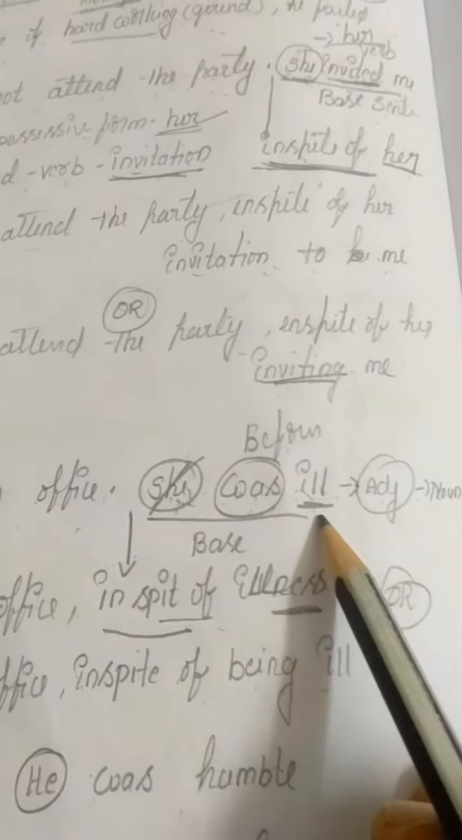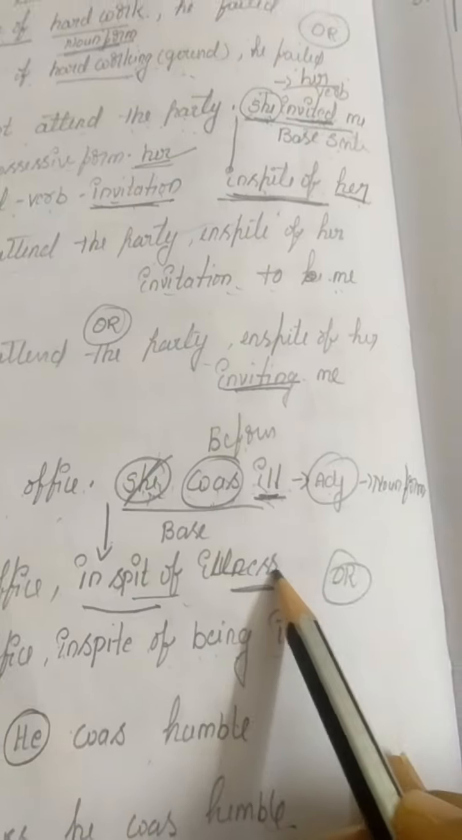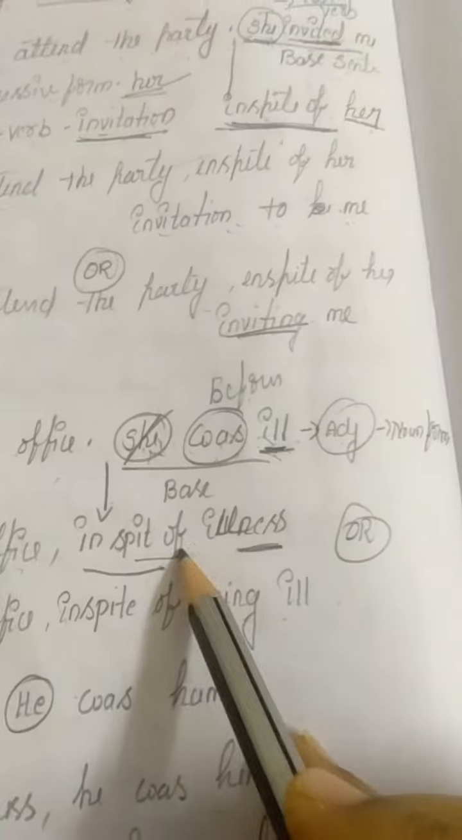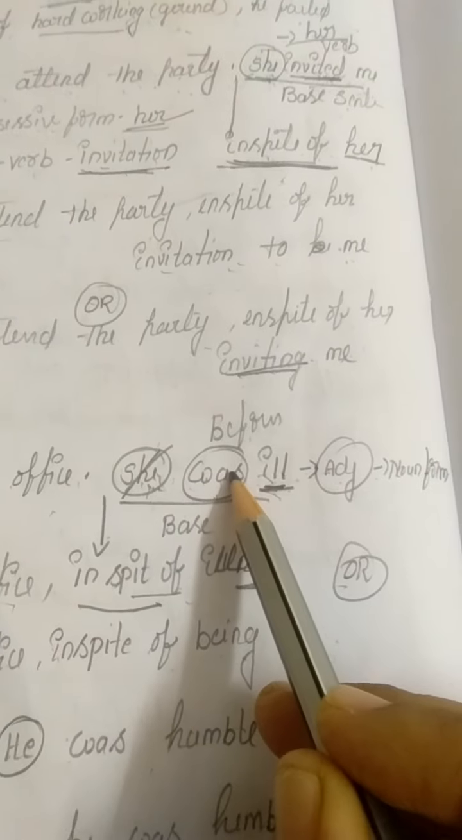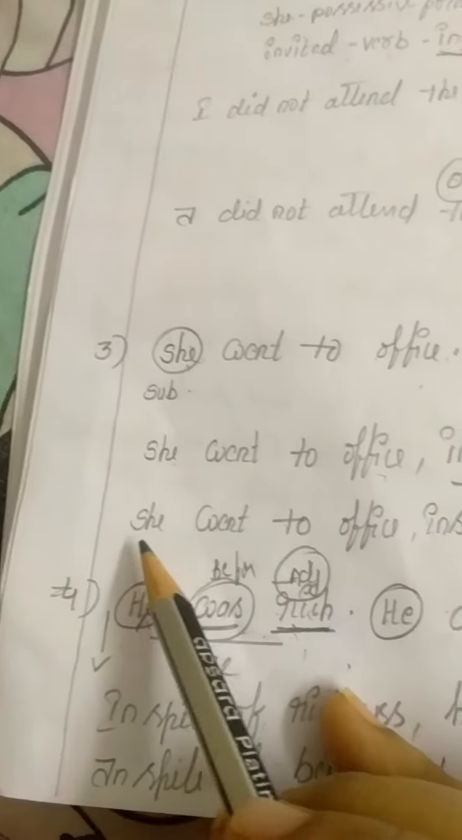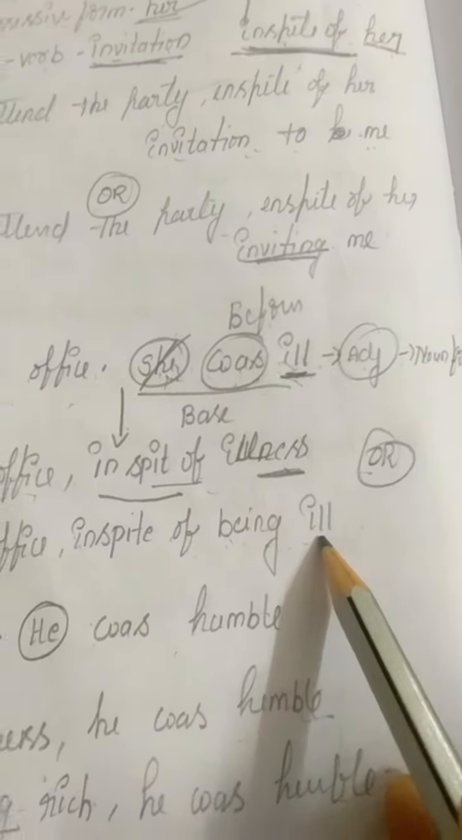Next the verb. Here "ill" is an adjective, so its noun form is illness. So our sentence: She went to office in spite of illness. Or here "was" is there, which is the be form. In the alternative sentence we can write: She went to office in spite of being ill.